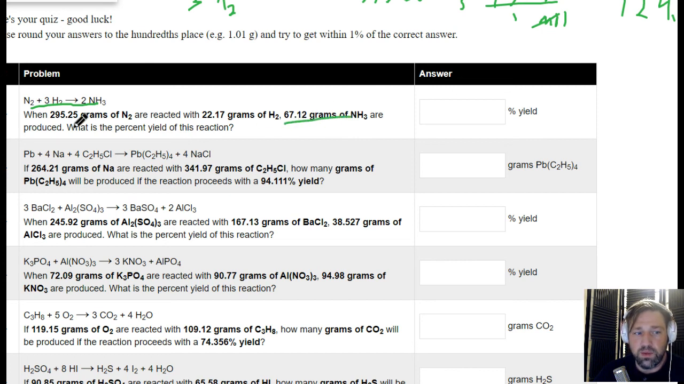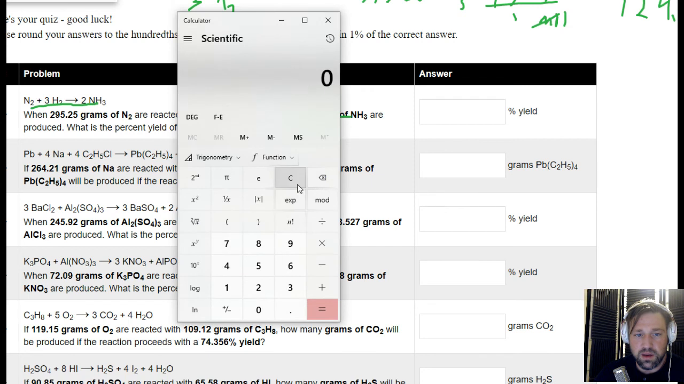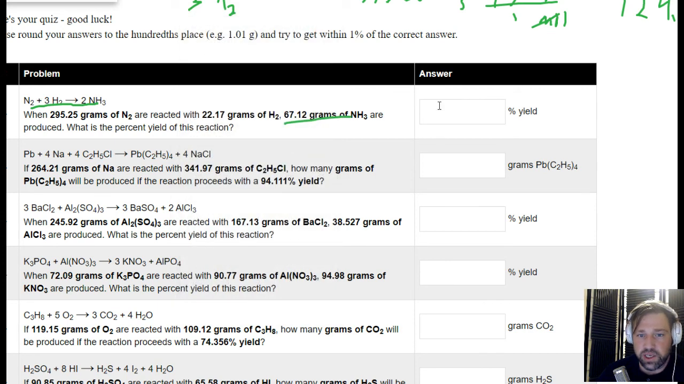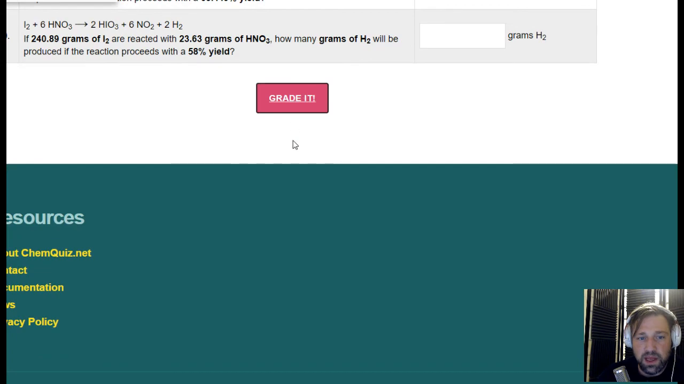Then we take what was actually produced and see what we get there. So 67.12 divided by 124.1 equals about 54.1%. All right, let's check it out. 54.1%. All right, did I get it right?